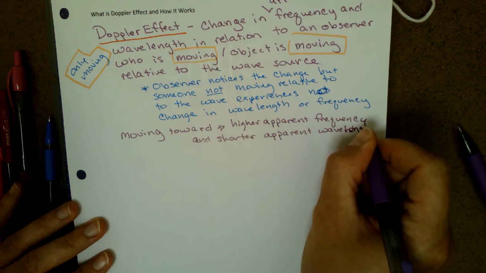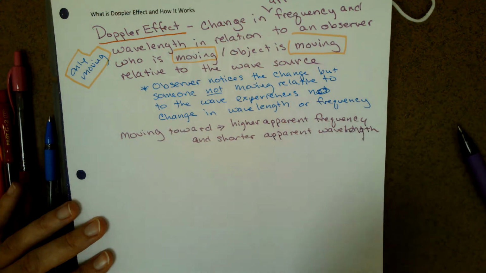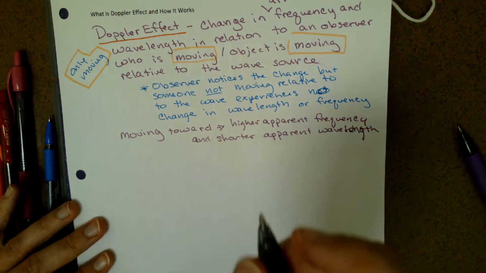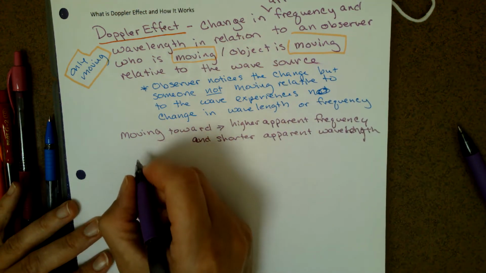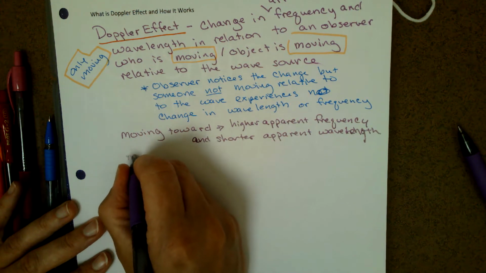I can spell wavelength. Who says I can't? Clearly I can't. Look at how poorly that's written. We move forward. We're doing one take here as much as we can.